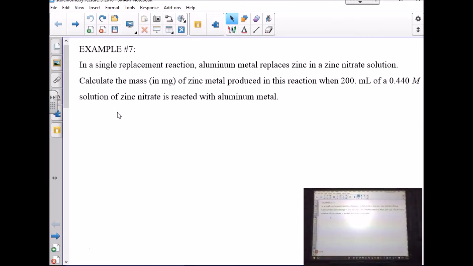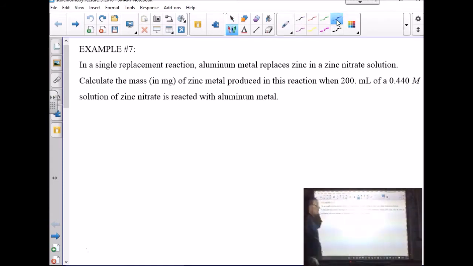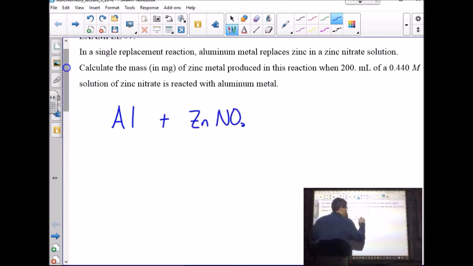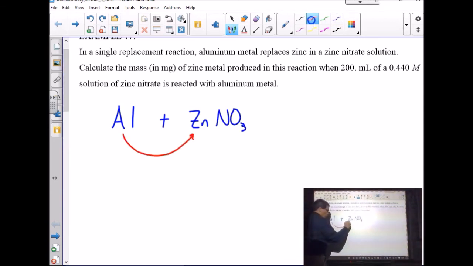And then the question says, calculate the mass in milligrams of zinc metal produced in this reaction when 200 milliliters of a 0.44 molar solution of zinc nitrate is reacted with the aluminum metal. So it goes ahead and repeats it again. So let's start off with step 1. So in a single replacement reaction, aluminum metal replaces zinc in a zinc nitrate solution. Here's what the mechanism is saying, and I'm not going to balance this yet. But what it's saying is aluminum is replacing zinc. So zinc is going to get kicked out, and we've worked on single replacement reactions.